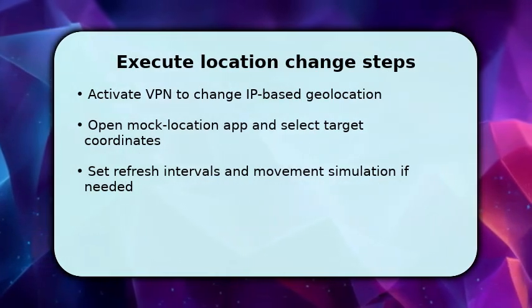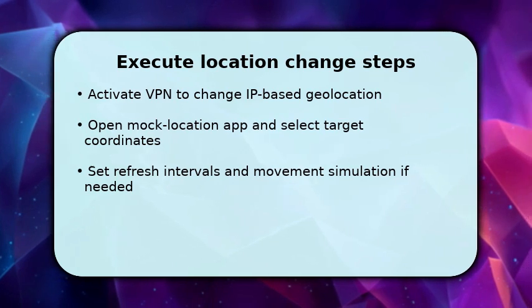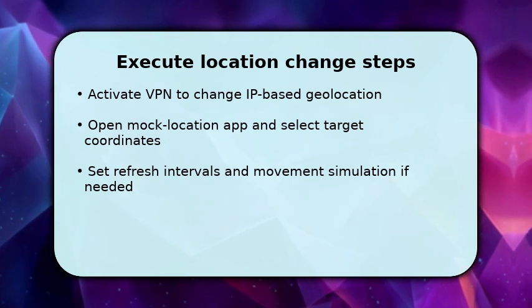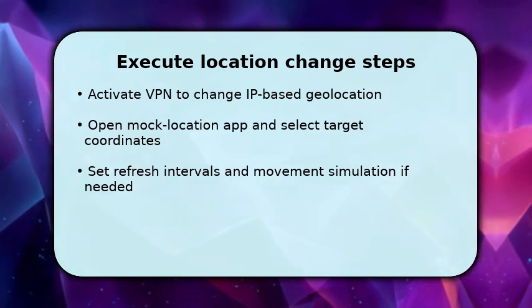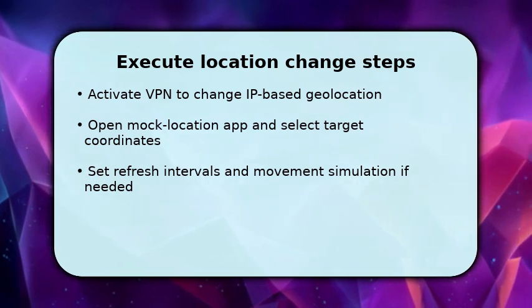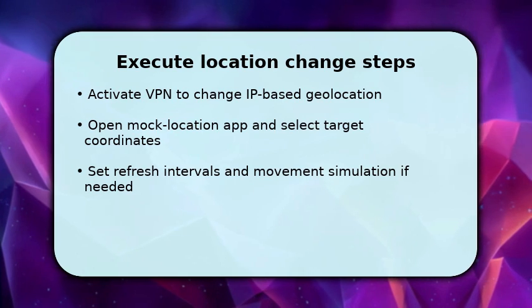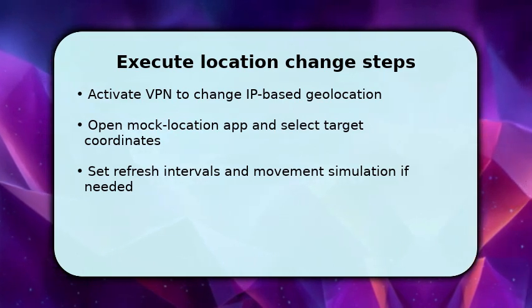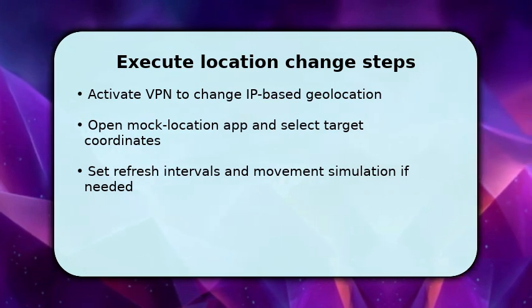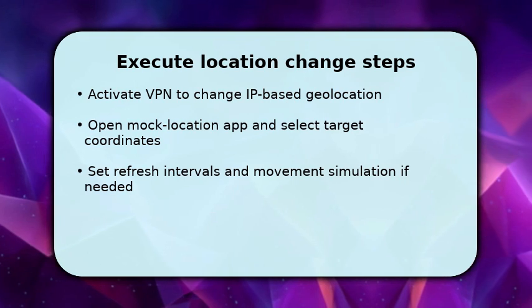First, connect to a VPN server in the target country to change your IP-based location, because many services check both GPS and IP. Next, open the mock location app, pick precise coordinates or search a city, and start the spoof. Once active, set a sensible refresh interval and enable simulated movement if apps detect static positions. This helps avoid anti-spoofing flags.